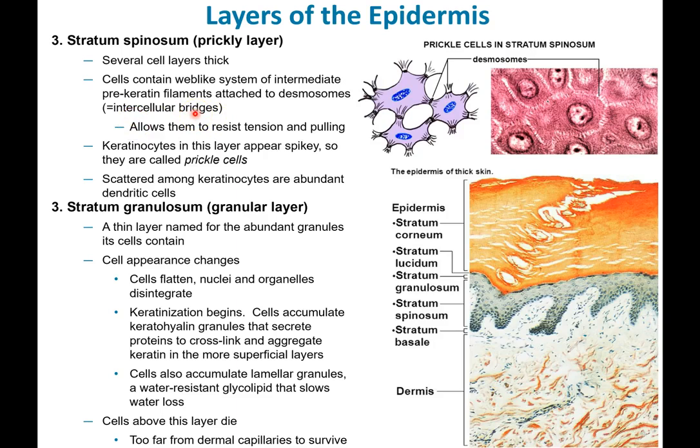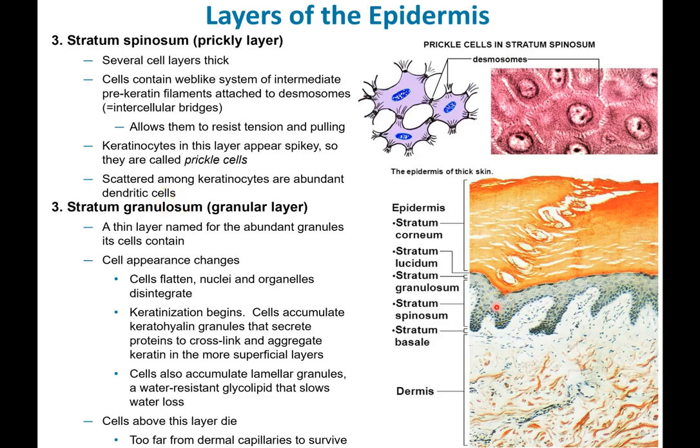Keratinocytes in this layer contain a web-like system of pre-keratin filaments which attach themselves to desmosomes. These pre-keratin filaments allow the keratinocytes to resist tension and pulling. Now, scattered among the keratinocytes in the stratum spinosum layer are abundant immune cells called dendritic cells.